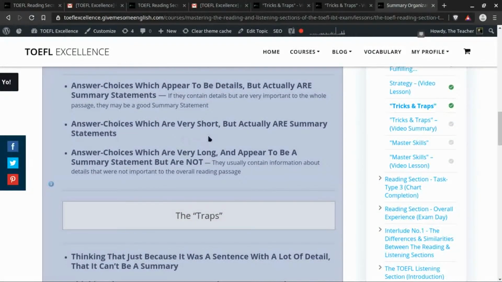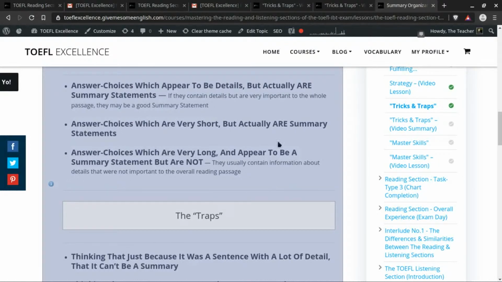Answer choices which are very short, but actually are summary statements. Now, if you've seen from some of the examples, there are sometimes answer choices which are very short statements, but it might be very important information. So a summary statement does not have to be a very long sentence. The most important thing is, does it summarize the important points of the reading passage?